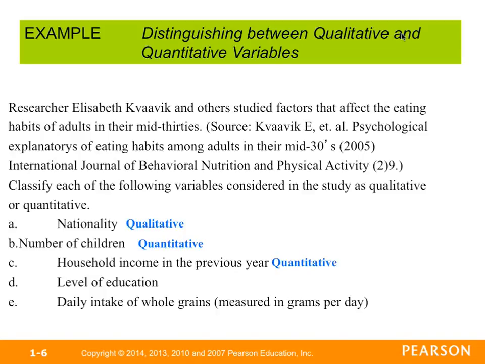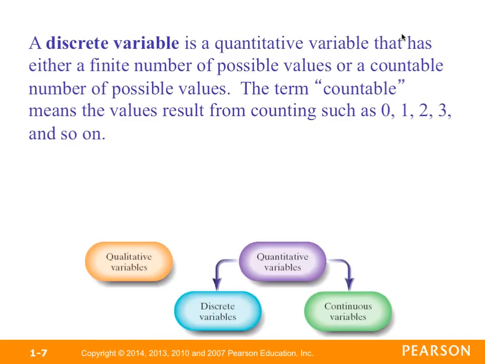Household income, also quantitative. It's going to be a number. Level of education is going to be qualitative, unless we're talking about specific grade level. But if we're talking about level of education, typically you think of less than high school, some college, associates, bachelor's, master's, or PhD. Those would be maybe some levels of education that we can talk about. And then lastly, daily intake of whole grains measured in grams, that's going to be quantitative because that's going to be a number.